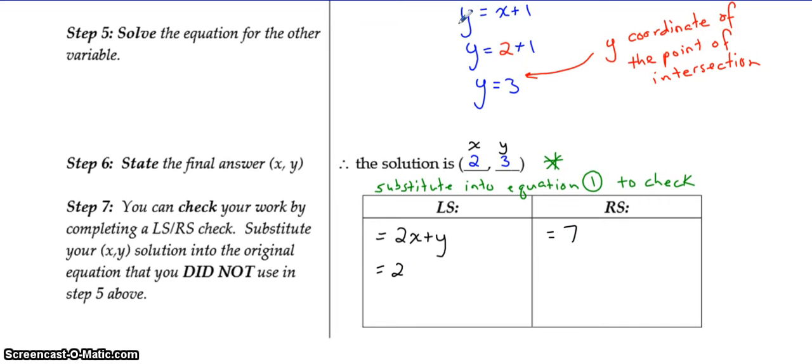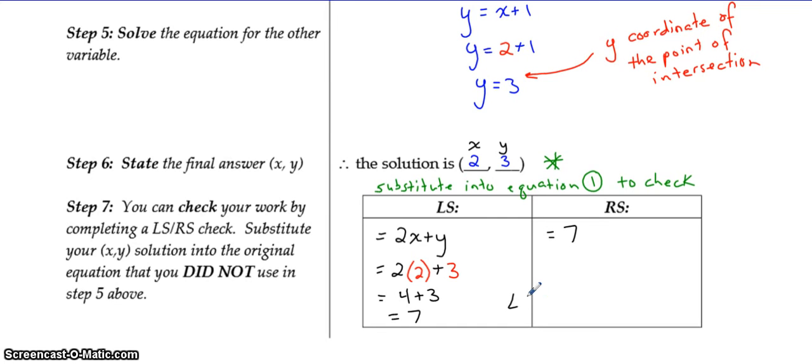So 2 times 2, x was 2, plus 3, so that was x, that was y. Using BEDMAS, 2 times 2 is 4, and 4 plus 3 is 7.